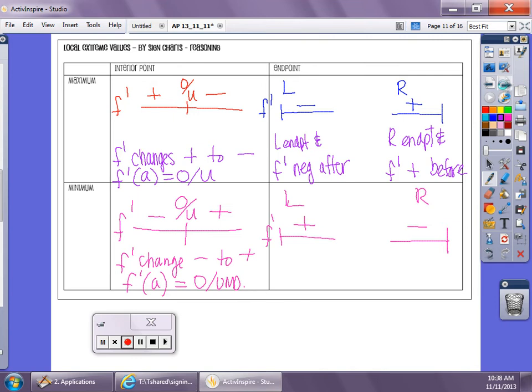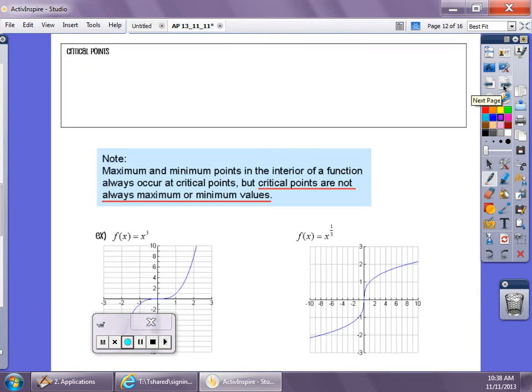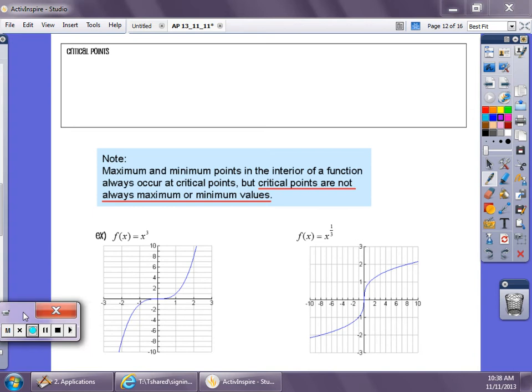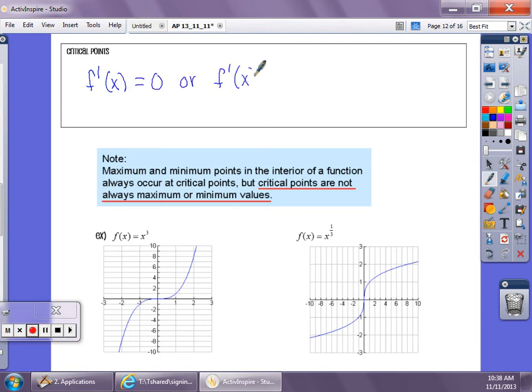Let's see. So, Douglas asked me about critical points. Critical points are defined as f prime of x is equal to 0 or f prime of x is equal to undefined. Big hint here though, critical points are not always max or mins. Just because you have a critical point doesn't mean you have a max or a min.